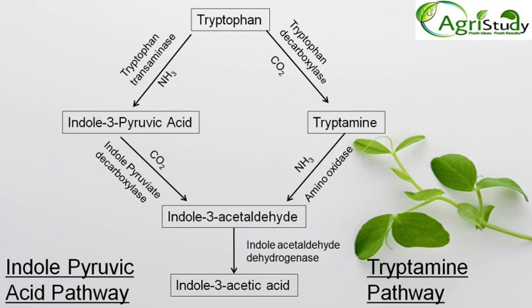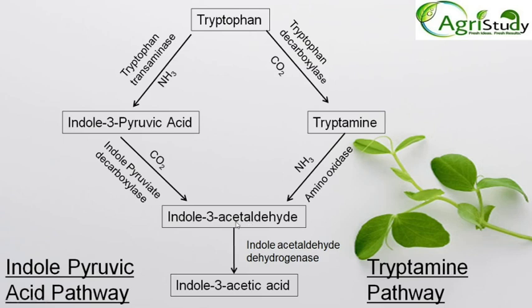Here the release of NH3 takes place, that is deamination takes place, and due to this deamination, indole 3 pyruvic acid formation takes place. From this indole 3 pyruvic acid, it leads to indole 3 acetaldehyde. Here decarboxylation takes place, that is release of CO2 takes place in the presence of the enzyme indole pyruvate decarboxylase, and leads to the formation of indole 3 acetaldehyde.